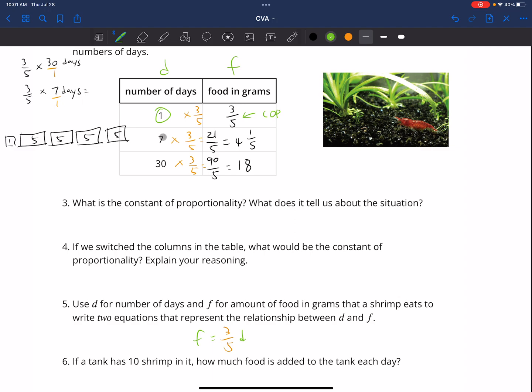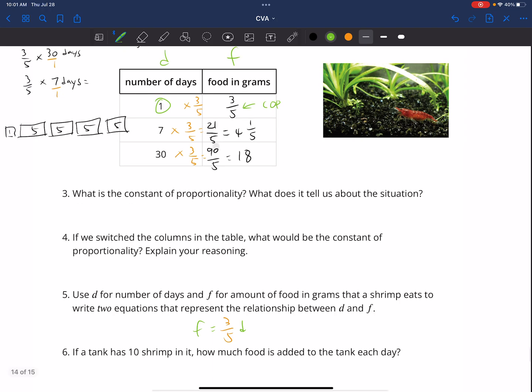7, right? Number of days, 7. Put 7 in here. 7 times 3 over 5. You see? 7 times 3 over 5. Put that 7 in here. 7 times 3 over 5 is what? 21 over 5, which is for food, right? For my F, which is 21 over 5. So that's how that works.